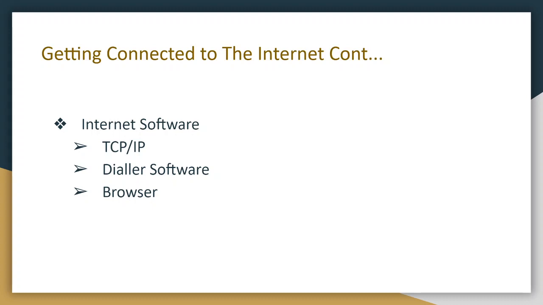Next is internet software. It is not just enough to have hardware. It is not just enough to have a connection. Your system should also have some internet software to get this. So what are these software? The first one is TCP/IP. TCP/IP is nothing but transmission control protocol or internet protocol. It is the basic communication protocol of the internet.